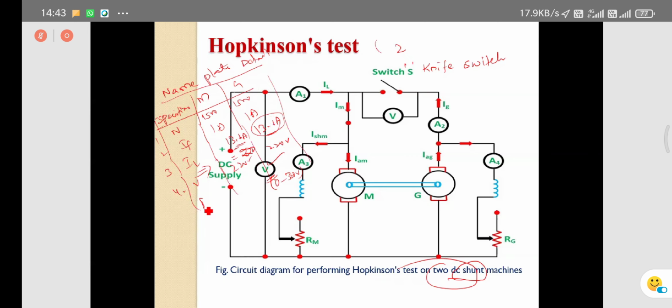The power supply for the motor is 5 HP, but the generator is different here. The generator is 3 kilowatts. Otherwise you can take 5 HP here. So these are the nameplate details of the Hopkinson test.